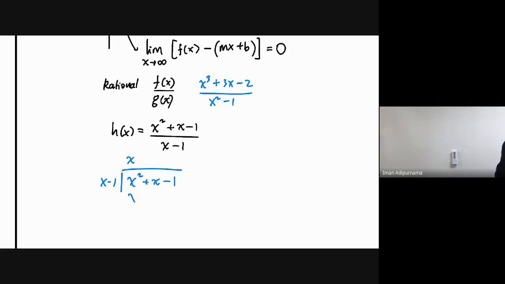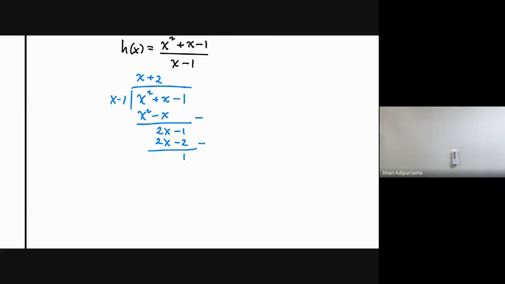You can divide x squared minus x and then minus... This will be 2x minus 1, right? And you have now 2x plus 2, 2x minus 2 plus 1, right? So meaning this is your remainder. Okay, it's called the remainder.